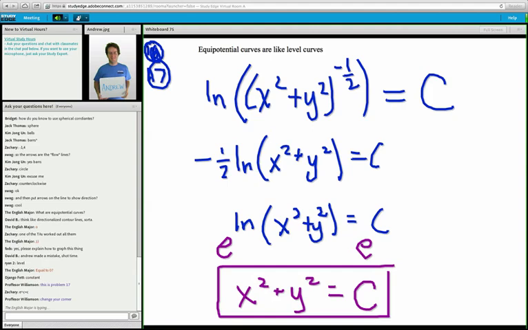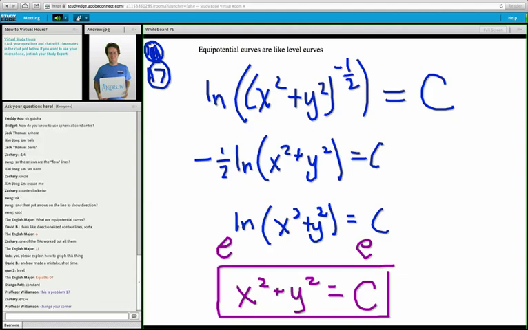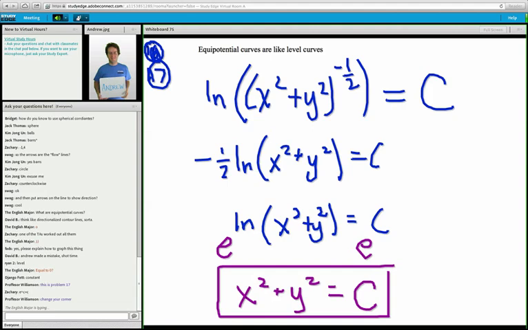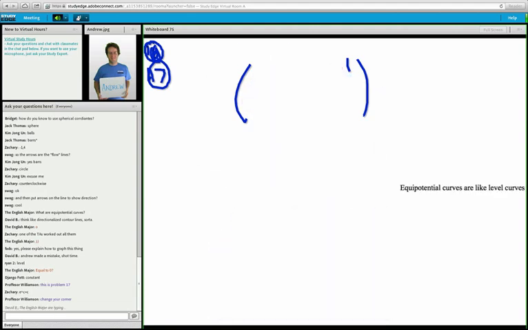David B, that's actually a really good way of putting it. I think like directionalized contour lines. It's actually not a bad way of putting it. All right, so that's part A. We're going to move on to part B.